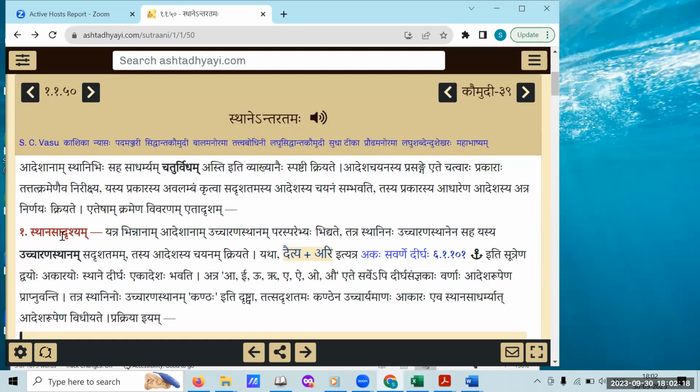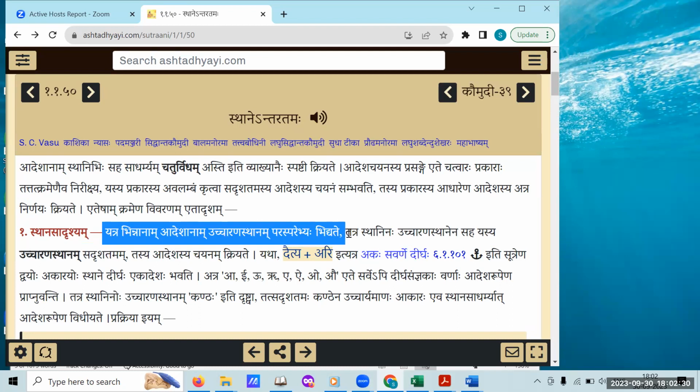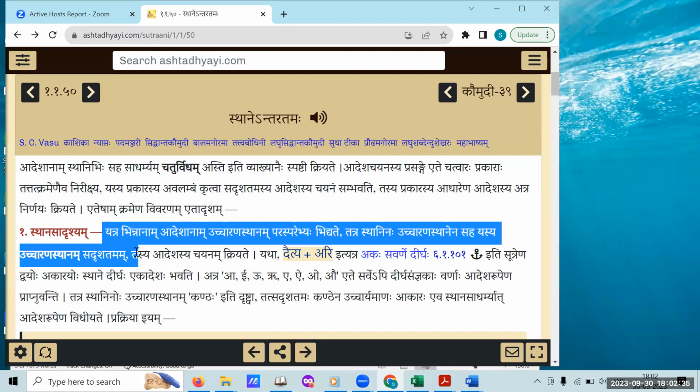Okay. So let us try to understand this. This is some Sanskritam. I will explain as we go. Yatra bhinnanam adeshanam uchcharanasthanam parasparebhyah bhidyate tatra sthaninaha uchcharanasthanina saha yasya uchcharanasthanam sadrishatamam tasya adeshah chayanam kriyate. What does this mean? Yatra, in a context, in a situation, bhinnanam adeshanam, the different adeshas are there. Like in Ekoyanachi, what is adesha? Yan: ya, va, ra, la. Correct? 4 adeshas are there.